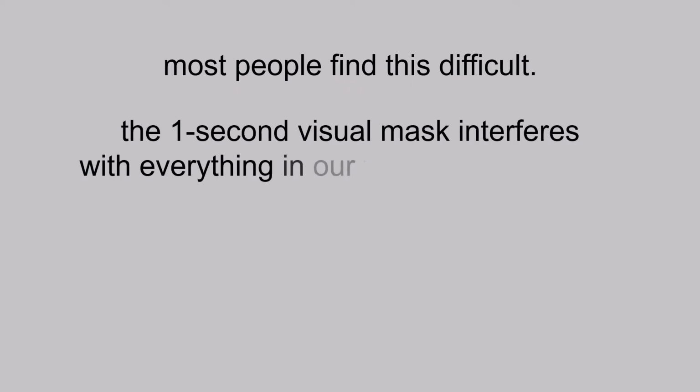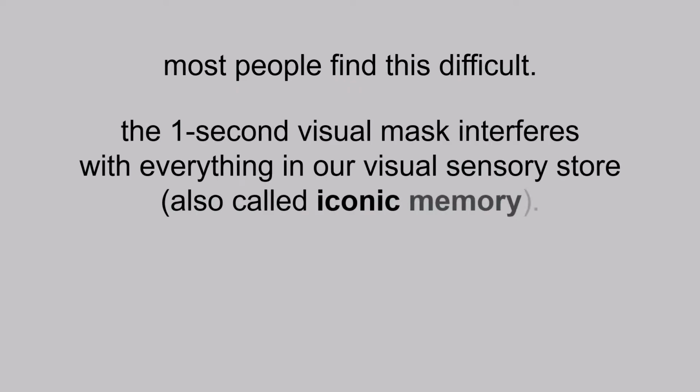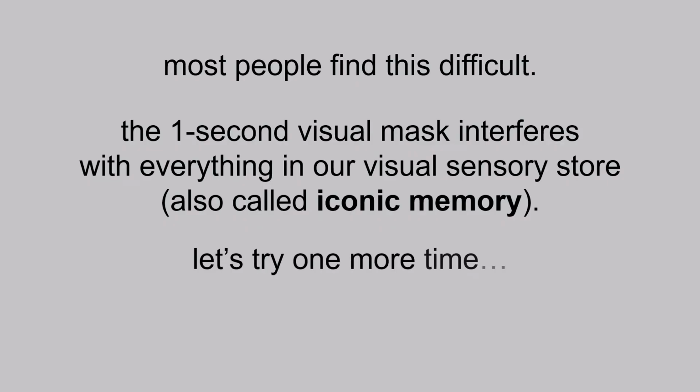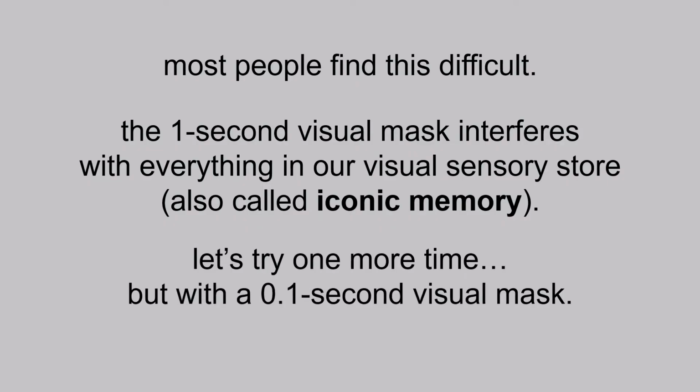Alright, did you spot the change? If you didn't, don't worry. Most people find this actually really difficult. The 1-second visual mask that you saw interferes with everything in your visual sensory store. That's also called your iconic memory. Let's try this one more time, but this time, let's use a 100 millisecond visual mask. Alright, get ready. Here we go.